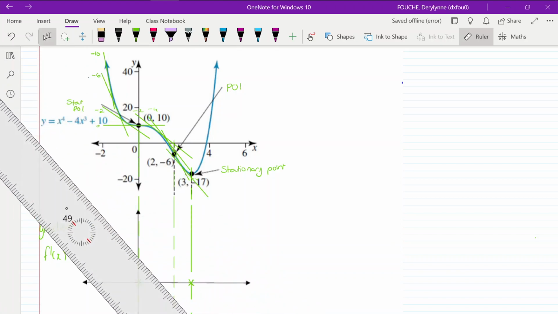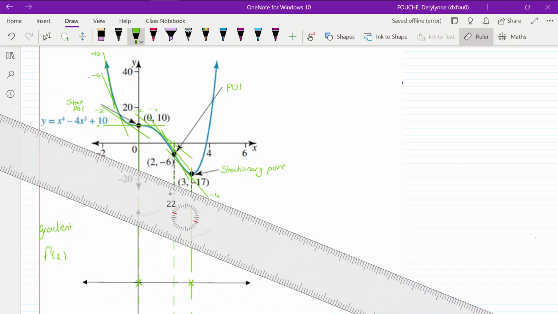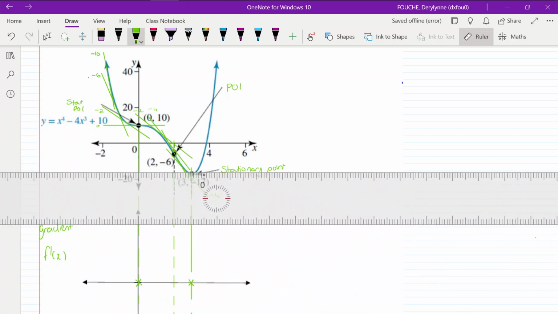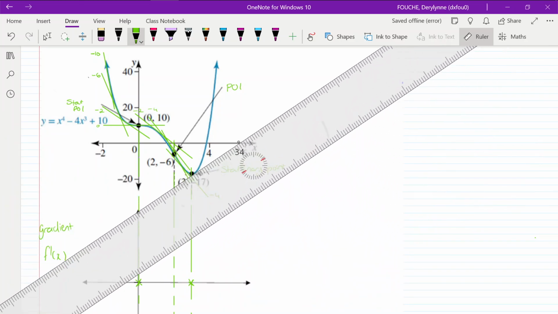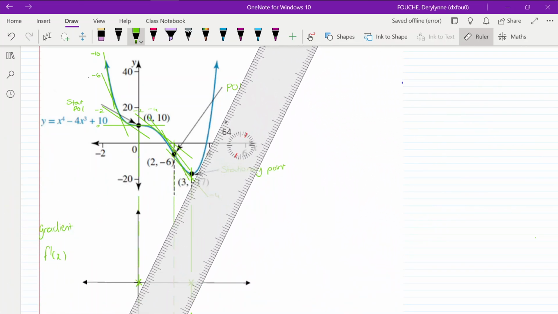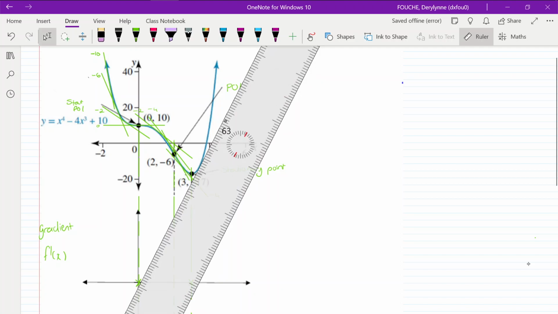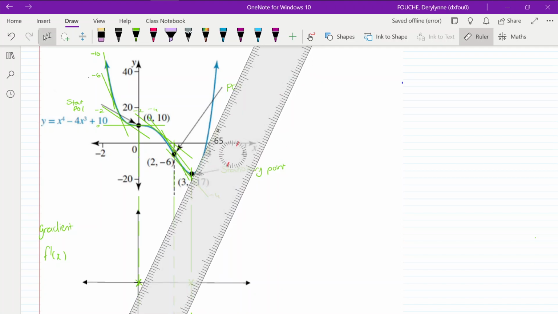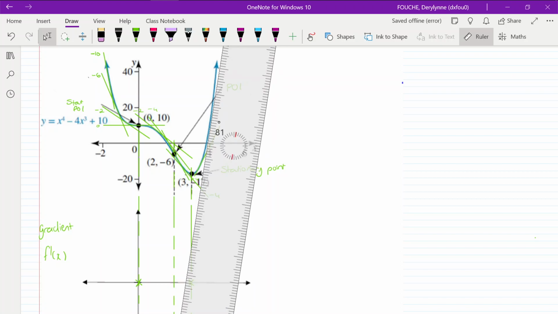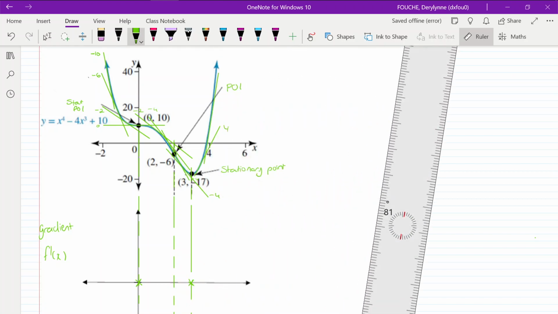What I'm doing here is I'm trying to illustrate what's happening to my gradients. Then I get back to a 0, and then I'm getting positive, so maybe this is a 2, or a 4, and then a 6. Don't worry too much about all these crazy lines.